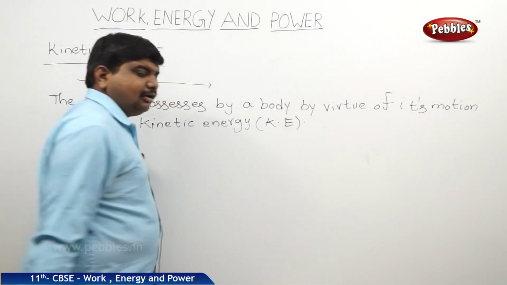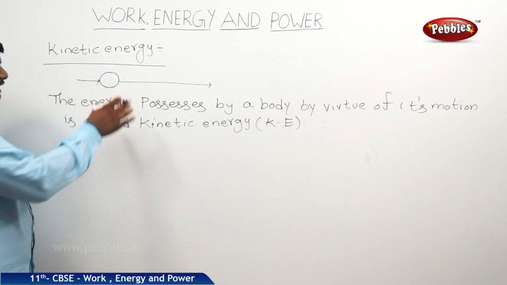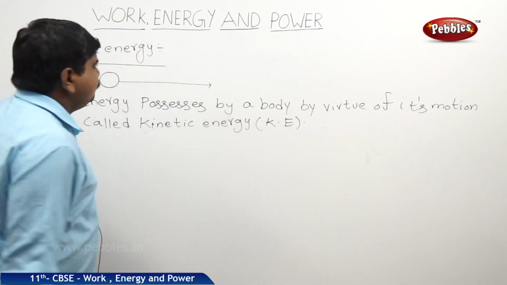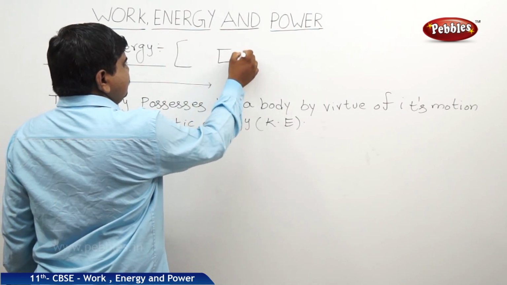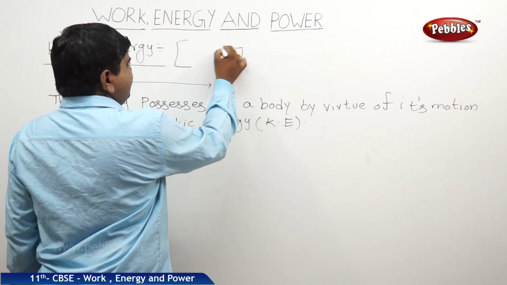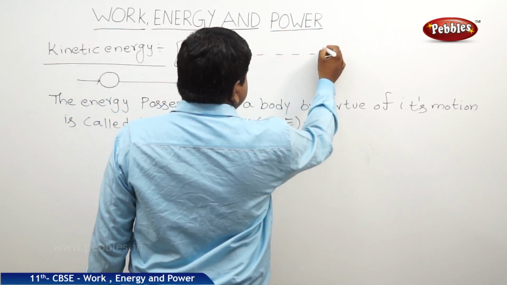This is called K.E. So what is the expression for this kinetic energy? We will take the same example to find the expression for the kinetic energy. This is the body initially at rest. A force is applied and the body will be in motion with a velocity.